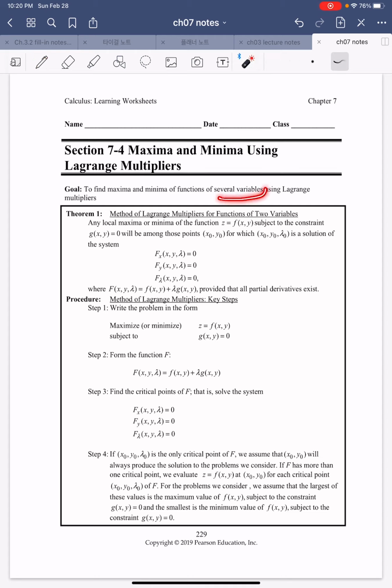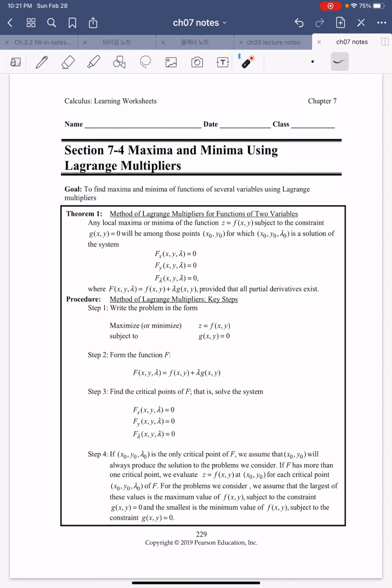We will be working on several variables, x, y, z. So one equation can have three different variables. So it's a little bit complicated, so we need a new method called a Lagrange multiplier. So now we consider a powerful method of solving a certain class of maxima minima problems. This method was developed by an 18th century French mathematician named Joseph Louis Lagrange, and he came up with a method called Lagrange multiplier.